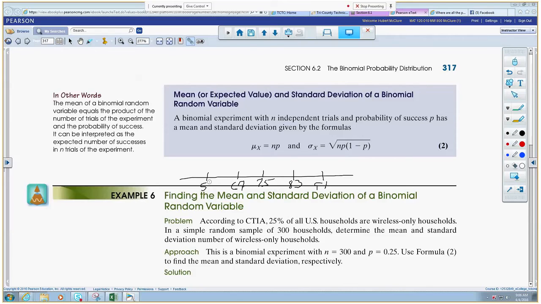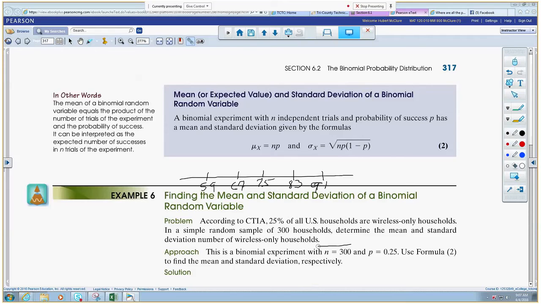So if I was to ask you, let's say 300 households to determine the mean and standard deviation. So if I was to ask you, what about 50 households? Well, 50 would be an outlier. What about 91 or 95 households? 95 households would be an outlier.